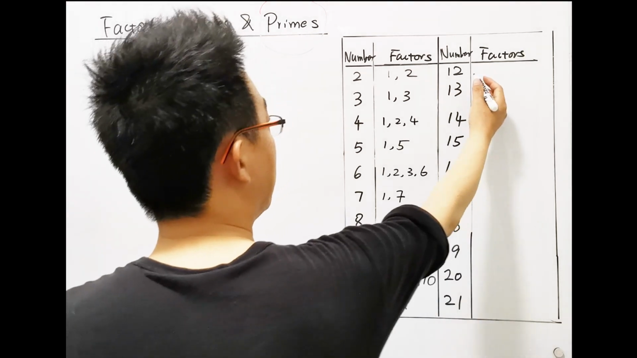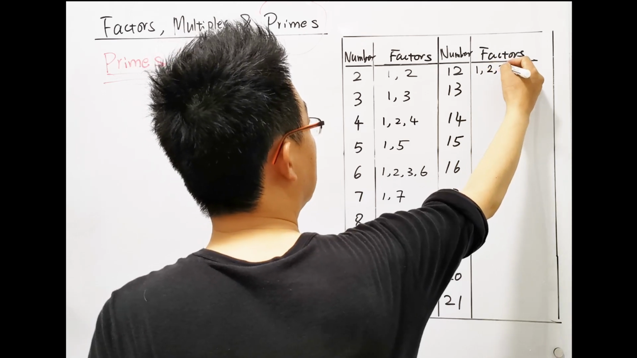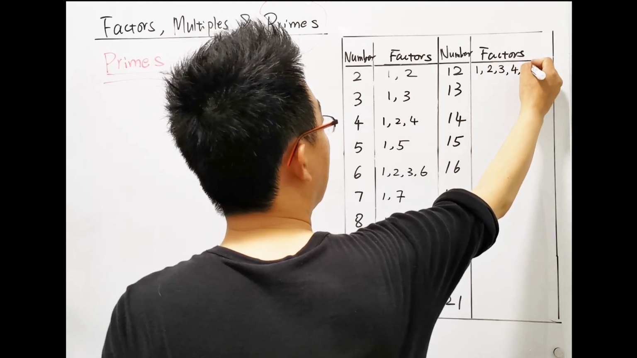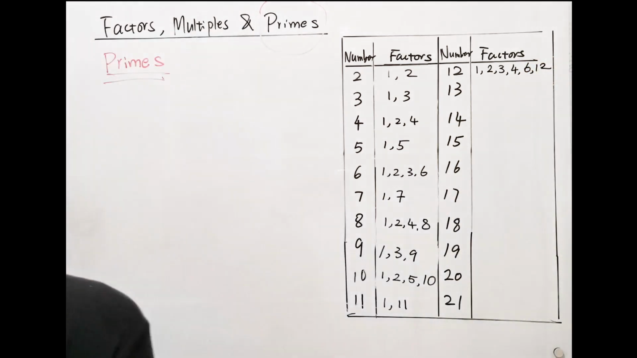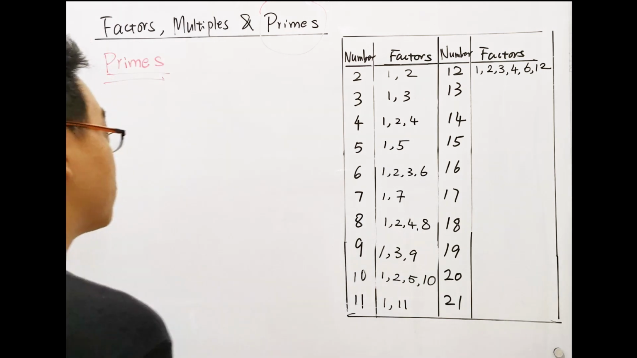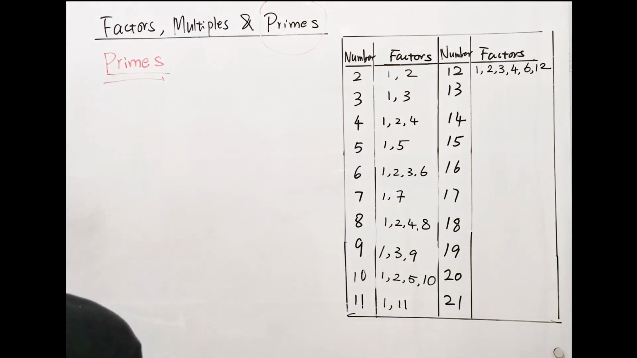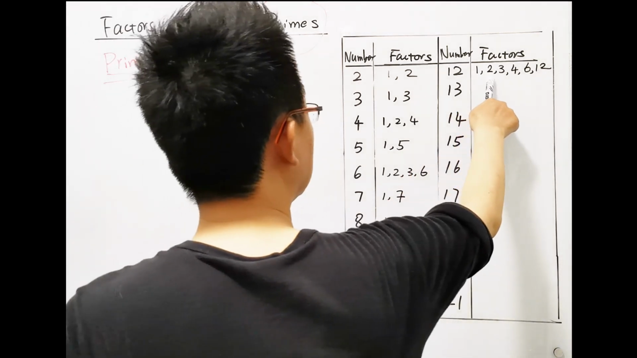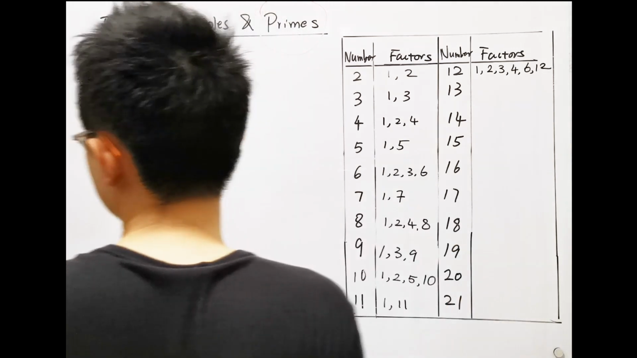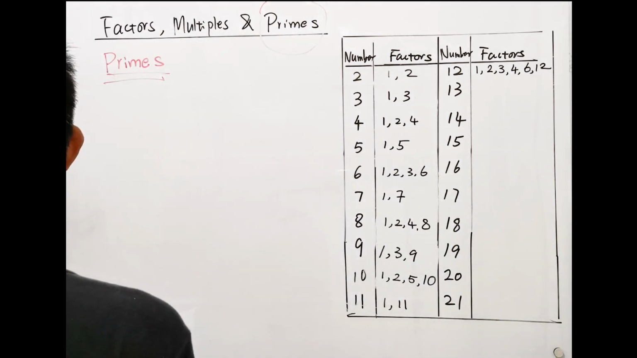Okay, how about 12? 12 we have 1, 2, 3, 4, 6, and 12. Is that correct? So how many numbers do we have? We already discussed that one previously, right? So we have 1, 2, 3, 4, 5, 6. 6 factors for them, right? Okay, let's continue.